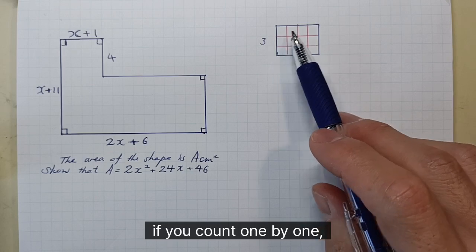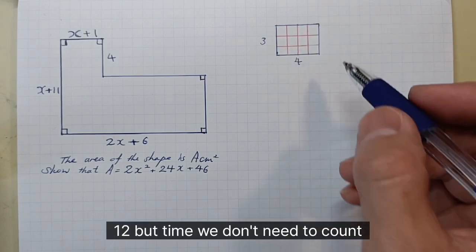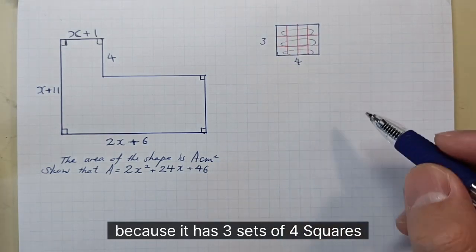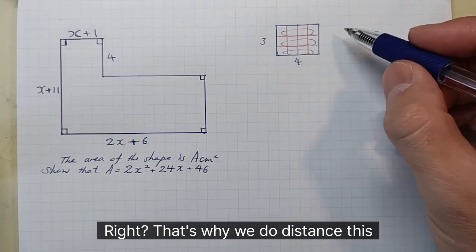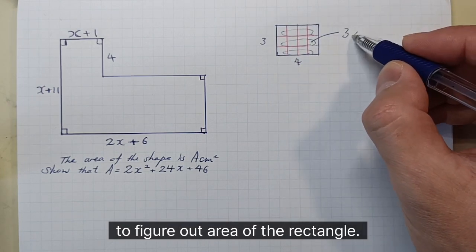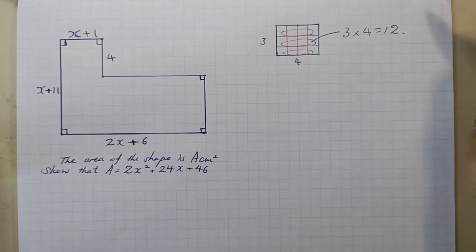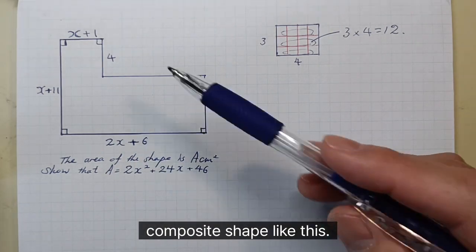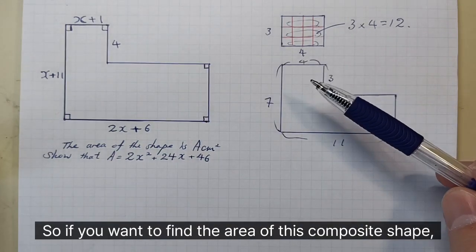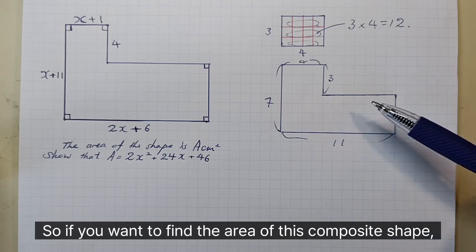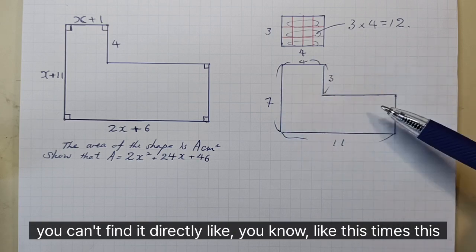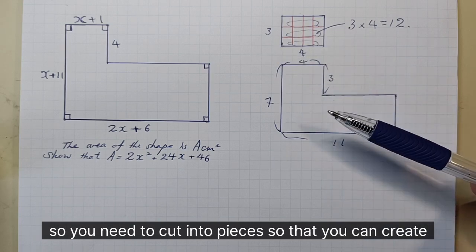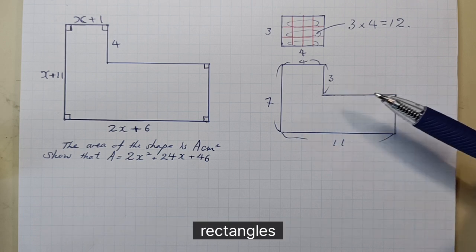If you count one by one, it's of course 12, but we don't need to count because there are 3 sets of 4 squares, right? That's why we do this times this to figure out the area of the rectangle. Now we need to figure out a composite shape like this. If you want to find the area of this composite shape, you can't find it directly like this times this. So you need to cut it into pieces so that you can create rectangles.